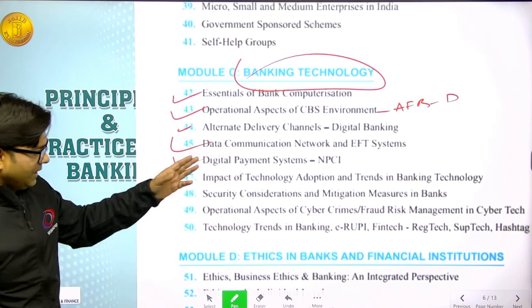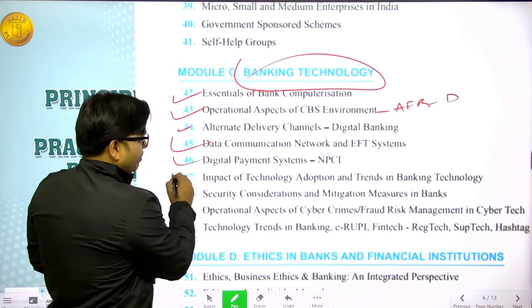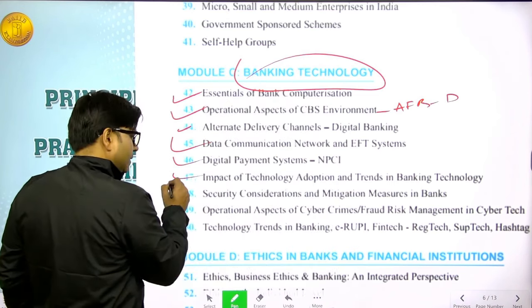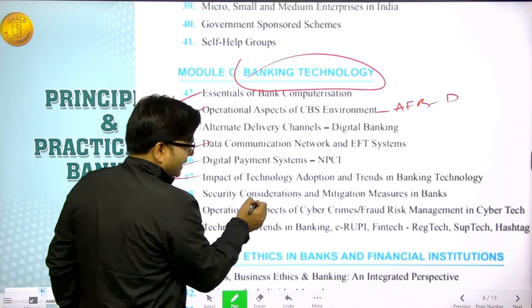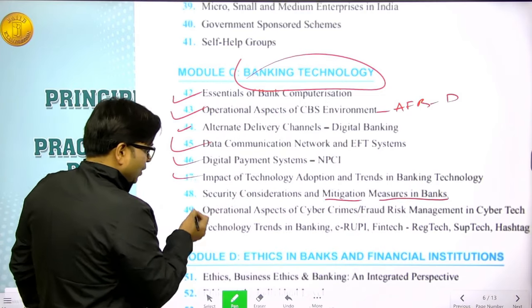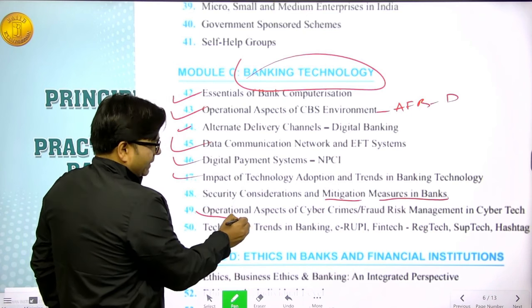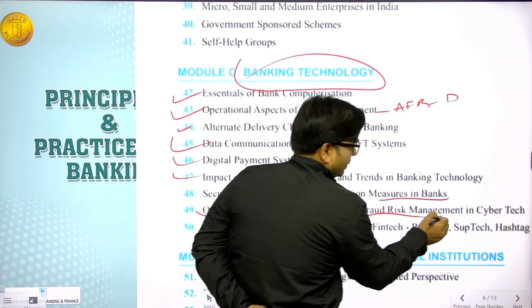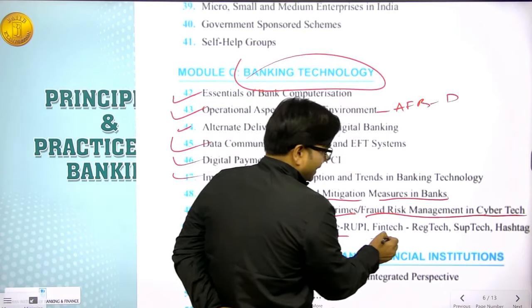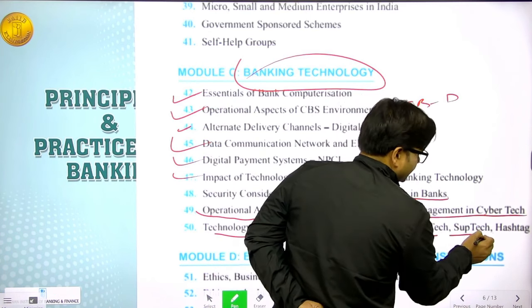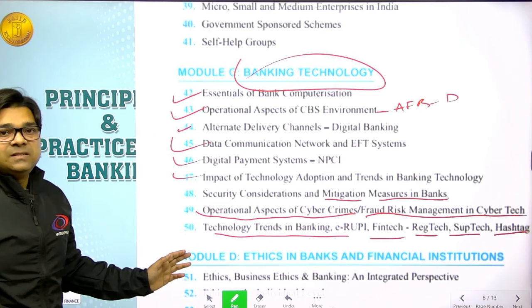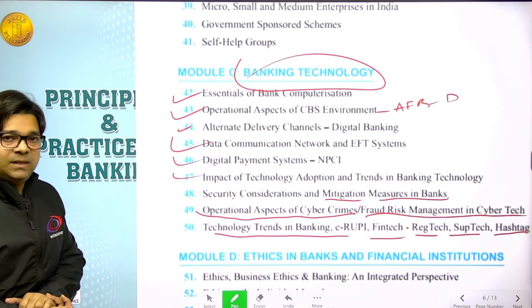Digital payment system, NPCI was already there. Impact of technology adoption and trends in banking technology, that was already there. Security considerations and mitigation measures in bank, that was already there. One new chapter that has been added: operational aspects of cyber crimes, fraud risk management in cyber technology, and then technology trends in banking, fintech, regtech and suptech. These are the two topics that have been newly inserted in module C of PPB.